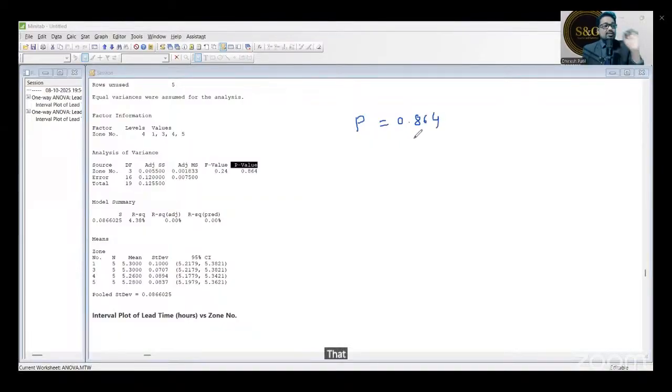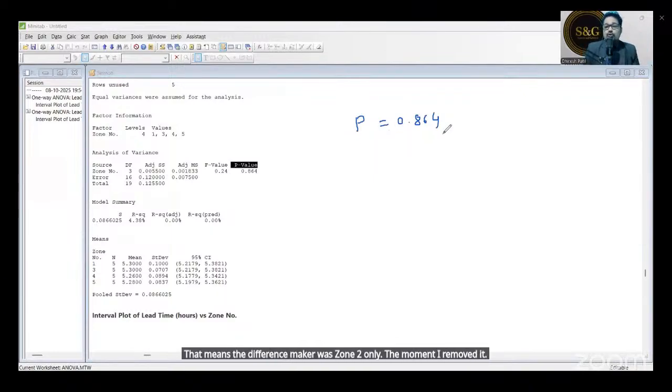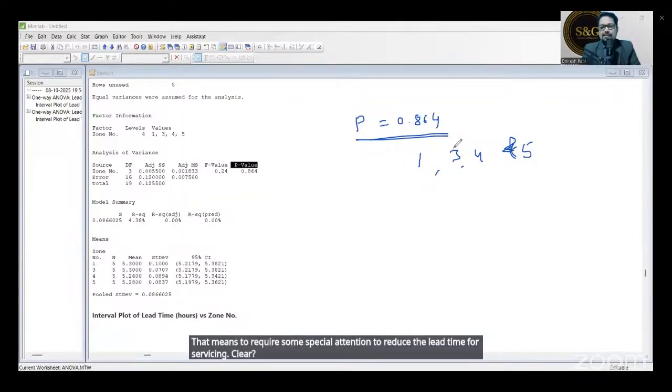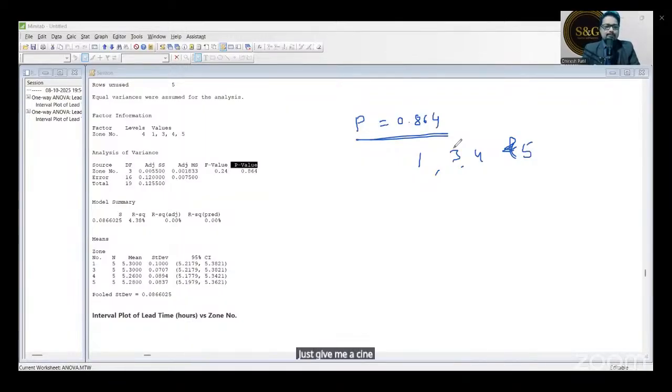That means the difference maker was zone 2 only. The moment I removed it, now there is no statistically significant difference between 1, 3, 4 and 5, right? इनमें कोई statistical significant difference नहीं है, only 2 में था. That means 2 requires some special attention to reduce the lead time for servicing. Clear? Just give me yes in the chat box.